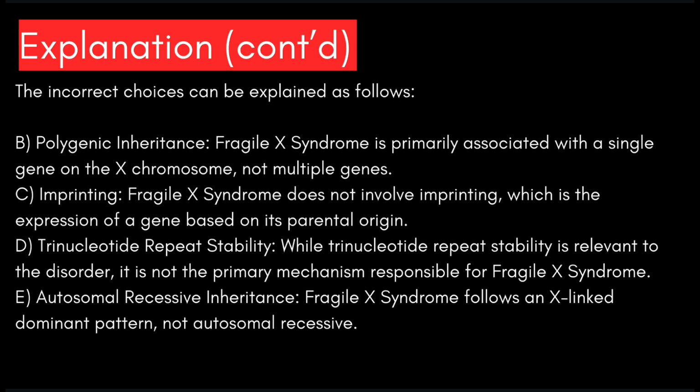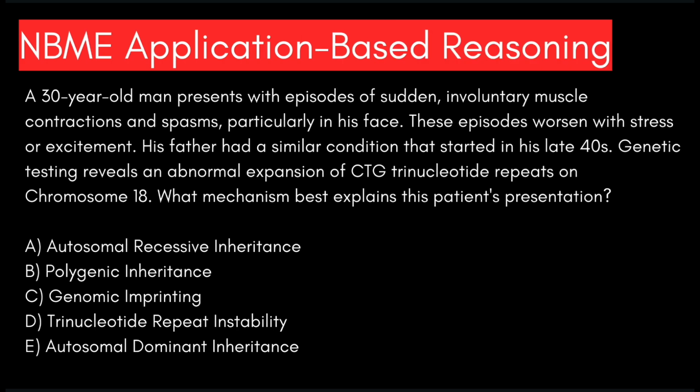Let's go ahead and move on to the next question. A 30-year-old man presents with episodes of sudden involuntary muscle contractions and spasms, particularly in his face. These episodes worsen with stress or excitement. His father had a similar condition that started in his late 40s. Genetic testing reveals an abnormal expansion of CTG trinucleotide repeats on chromosome 18. What mechanism best explains this patient's presentation?